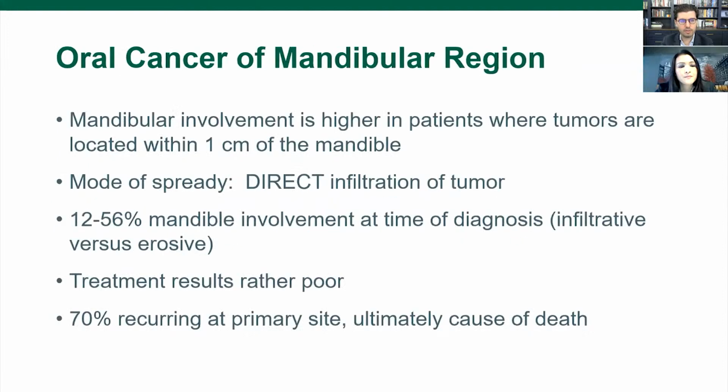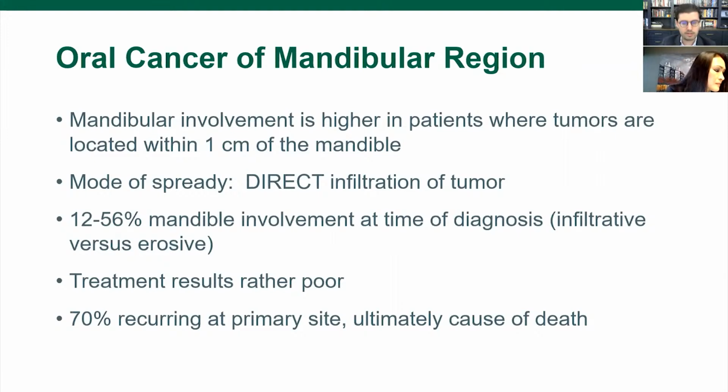I think the real important part about that staging is that once you have a depth of invasion greater than 5 millimeters, the risk of lymph node metastasis is pretty high. And if you don't treat that neck, you end up in trouble. It's something that really is important, and we often see recurrences because that's not been addressed.